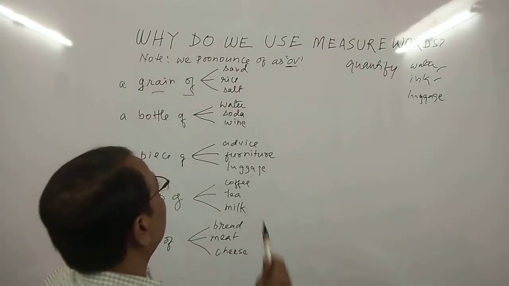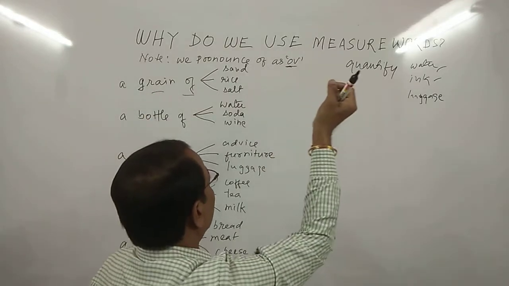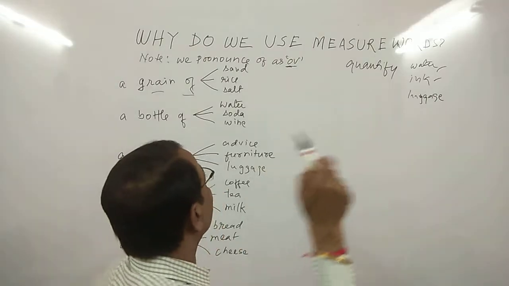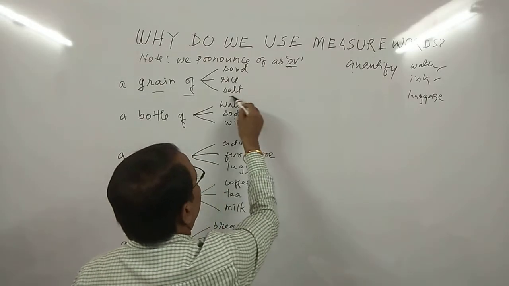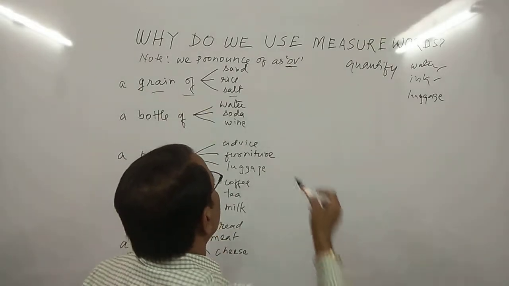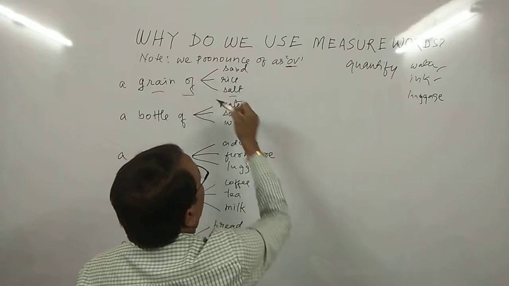Here we cannot say, "I have 3 rices in my hand." This is going to be incorrect English. You say 3 grains of sand or something like that, okay? A grain of salt.